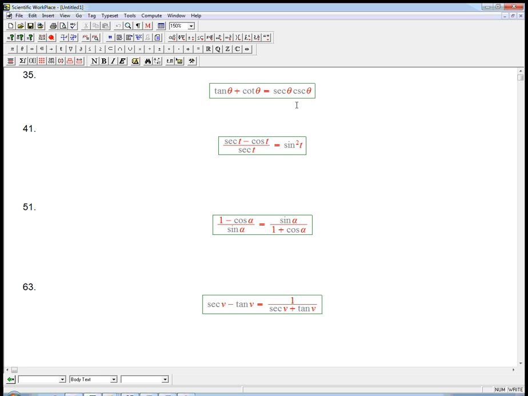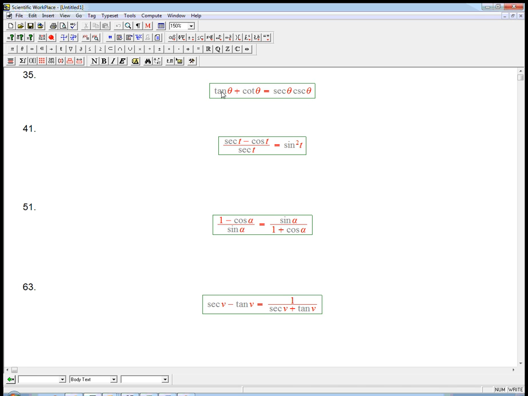Let's look at a few more examples of trig identities just from the book. I might have some guest voices on this video. But let's look at number 35: tan theta plus cotangent theta equals secant theta cosecant theta. So this is an identity to prove.